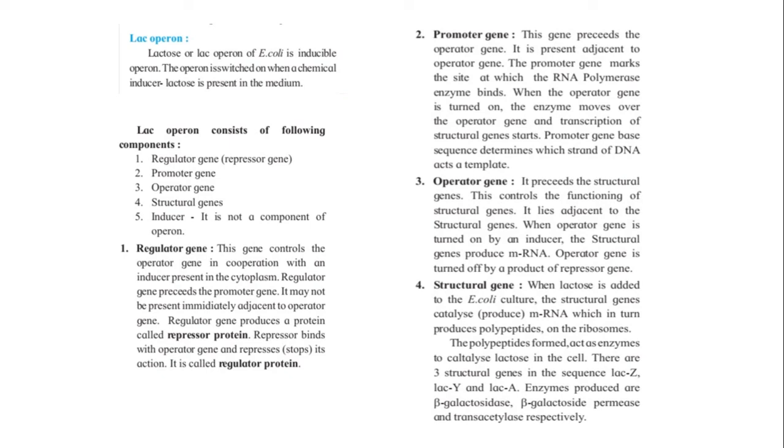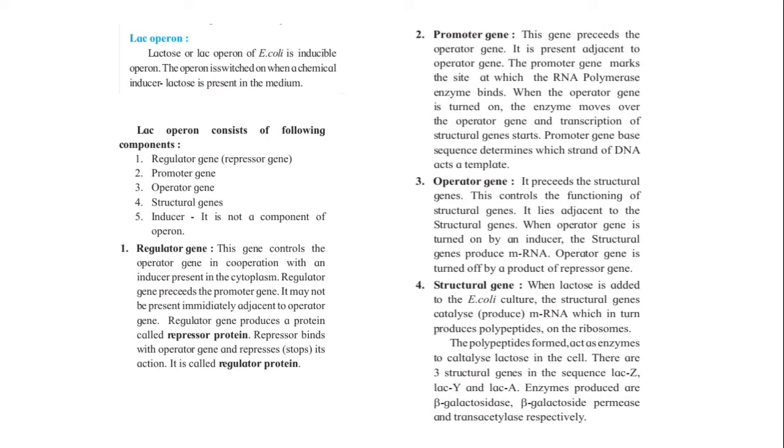Number 2, promoter gene. This gene precedes the operator gene. It is present adjacent to the operator gene. The promoter gene marks the site at which the RNA polymerase enzyme binds. When the operator gene is turned on, the enzyme moves over the operator gene and transcription of the structural genes starts. The promoter gene's base sequence determines which strand of DNA acts as template.